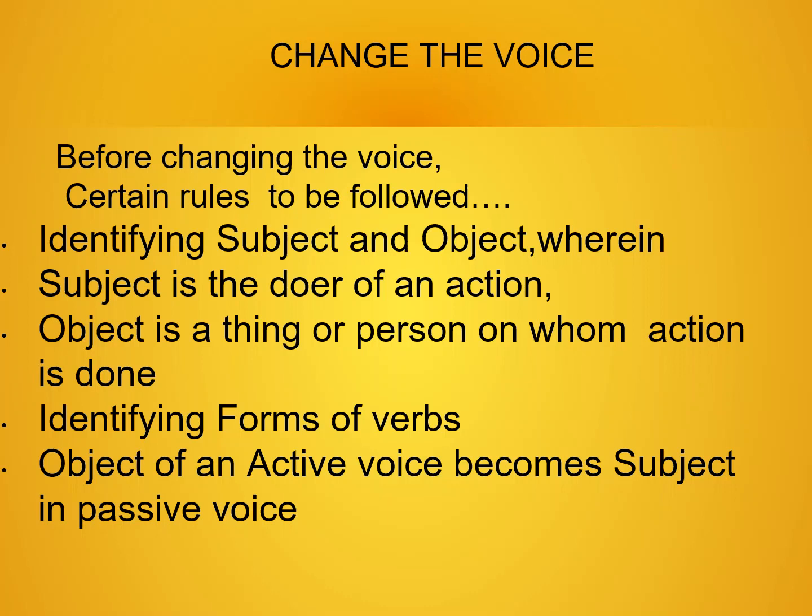Object is a thing or person on whom action is done. So we can say that a mango is an object because Ram was doing the action of eating a mango. Next is, to identify forms of verb, we must know which kind of verb is used, which form of verb is used in the sentence. Object of any active voice becomes subject in the passive voice. This should also be known to us.